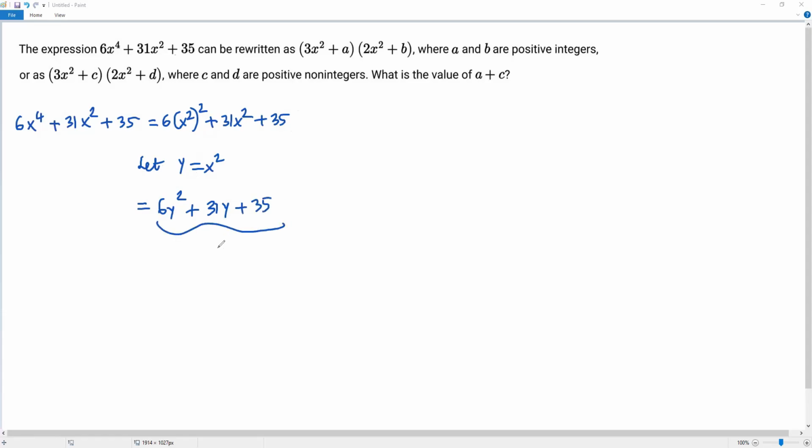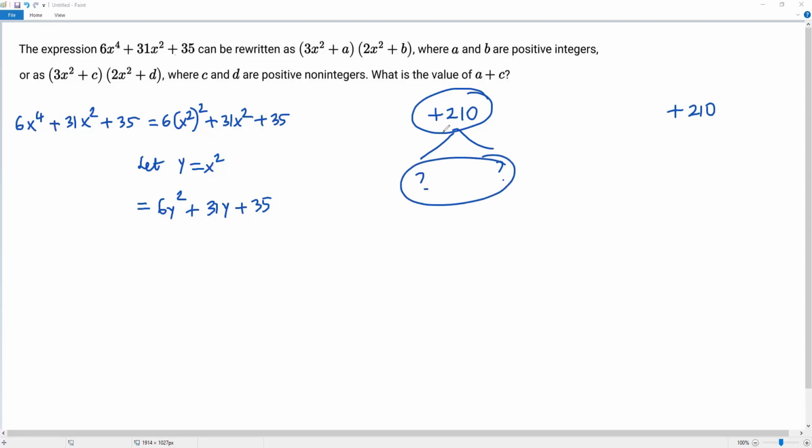Now we have a quadratic expression in terms of y. Let's get the factor form of this quadratic expression. For that, we have to multiply the constant term, positive 35, by the coefficient of y squared, 6. 6 times 35 is 210. Now we have to get two factors so that the product of the two factors equals positive 210, and the sum of the two factors must equal the coefficient of y, which is positive 31. I think positive 10 and positive 21 will work. When I multiply 10 and 21, I get 210. When we add them, we get 31, which is the coefficient of y.